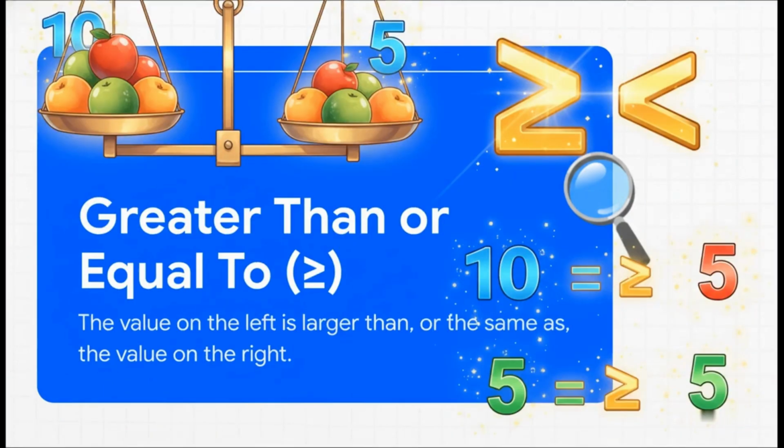Now things get a little more interesting. This is the greater than or equal to symbol. It means the number on the left could be bigger, or it could be the exact same number. If either of those things is true, the whole statement is true. So 10 greater than or equal to 5 is true because 10 is bigger, and 5 greater than or equal to 5 is also true because they're equal.